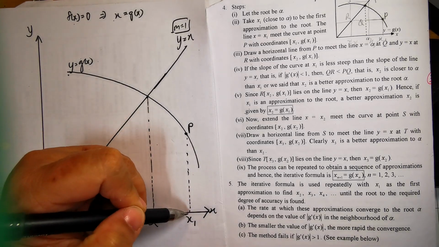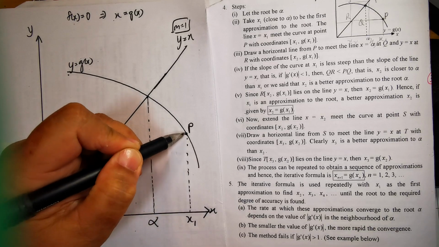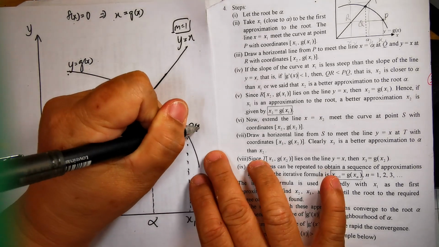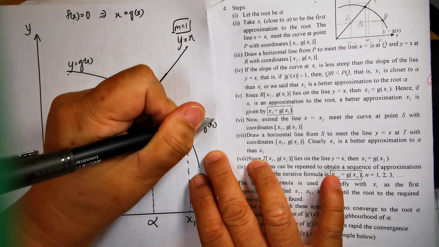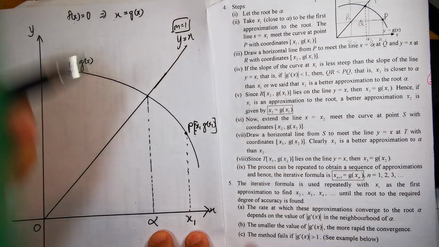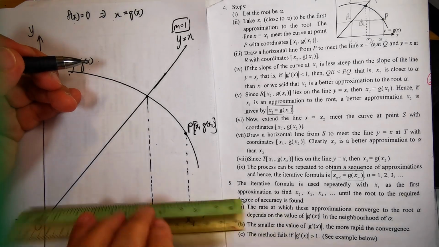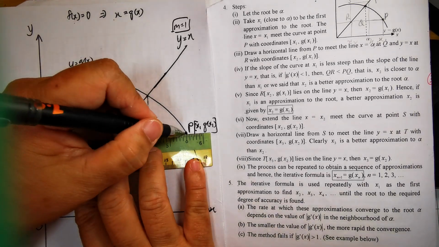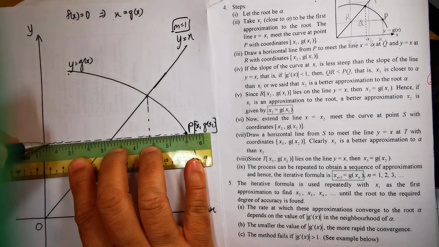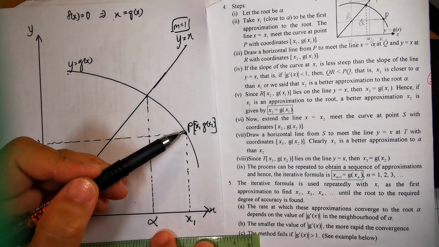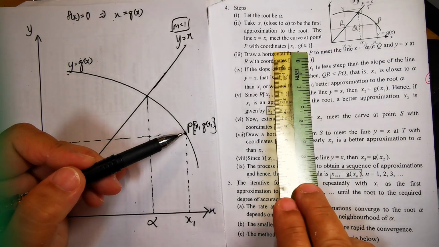Alright, so we draw a line from x1 to the curve. So this is point P. And the coordinate for point P is x1, g(x1). Correct, right? This is x1. The x coordinate is x1, and the y coordinate is g(x1). So this is point P. Alright, which is the second step.